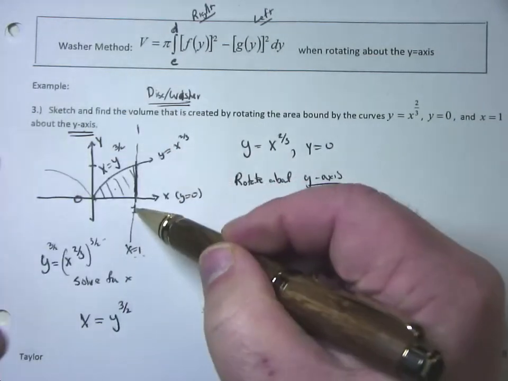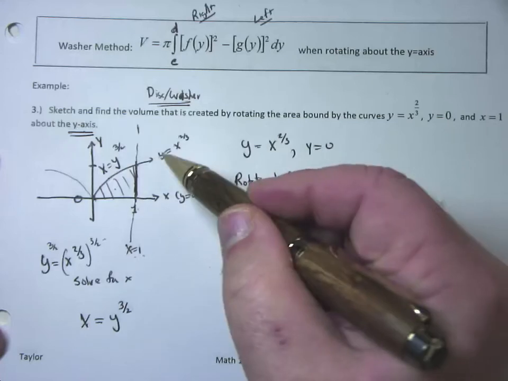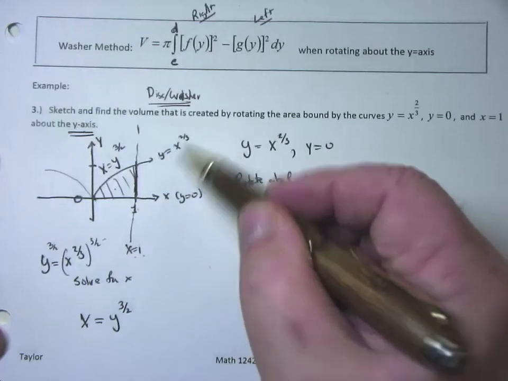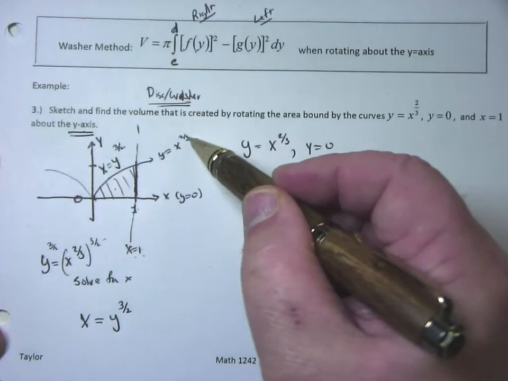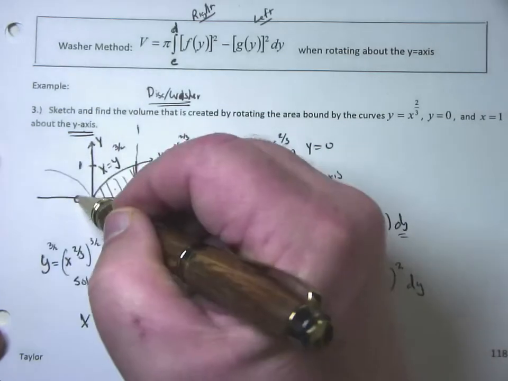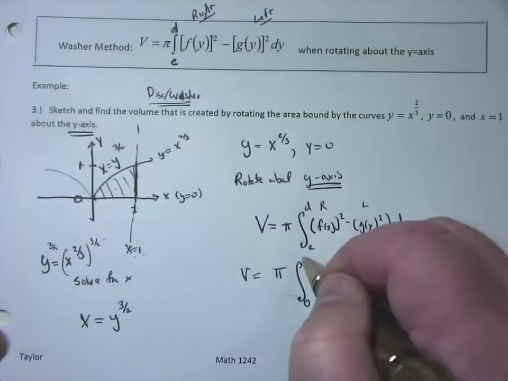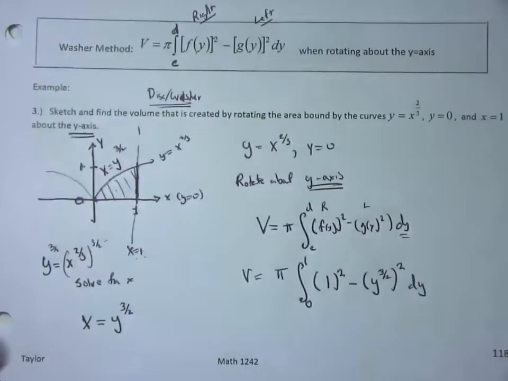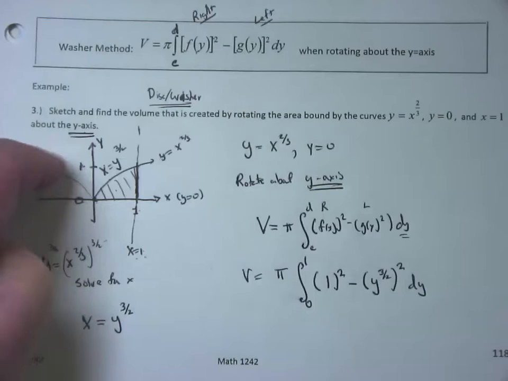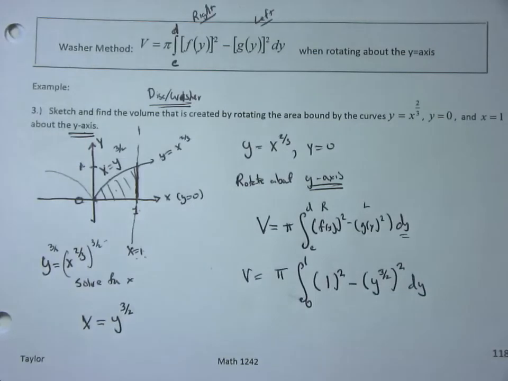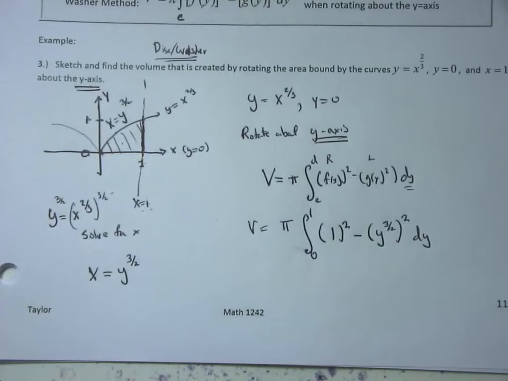Where does x equals 1 equal y equals x to the 2/3 power? Well, x is 1 there. 1 to the 2/3 power is 1, so it's y equals 0 and y equals 1. Those are the actual bounds, this 0 and that 1. Not the x-axis, but the ones on the y-axis. Does that make sense?